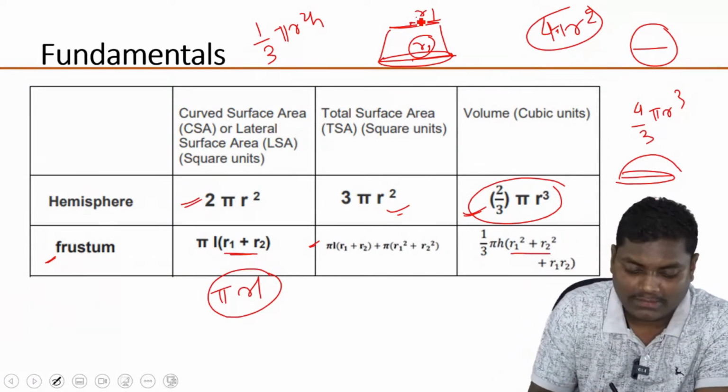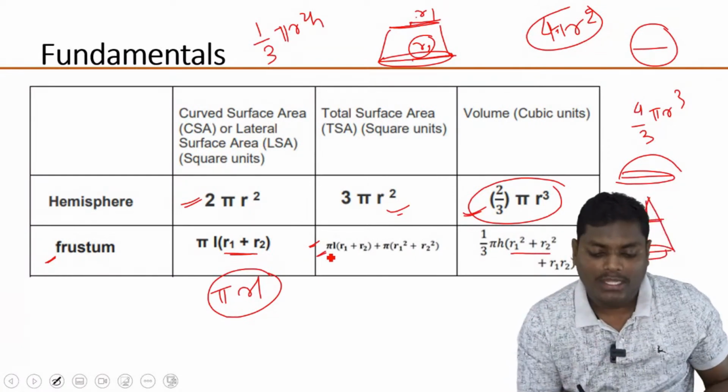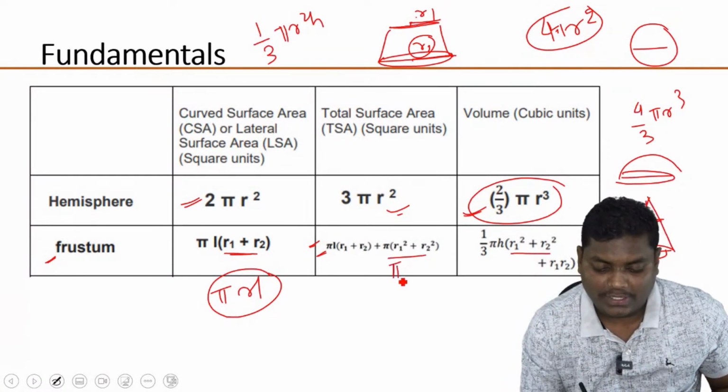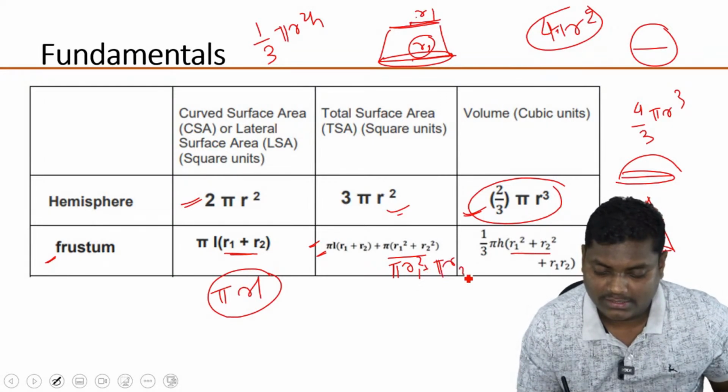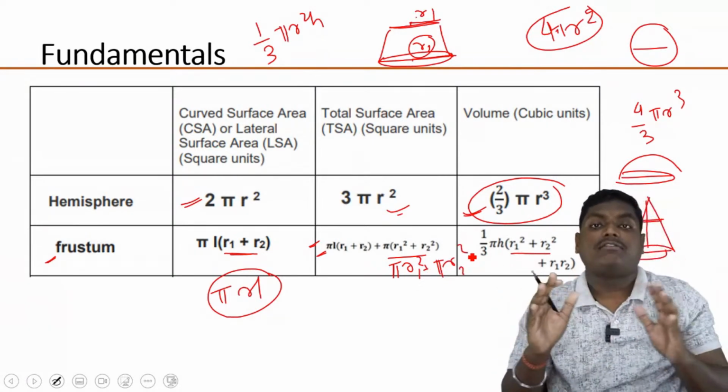So that will be pi times (r1 plus r2) times l, plus pi r1 square and pi r2 square. These are basically the areas of the upper and lower circles. So these are the formulas that we'll be needing.